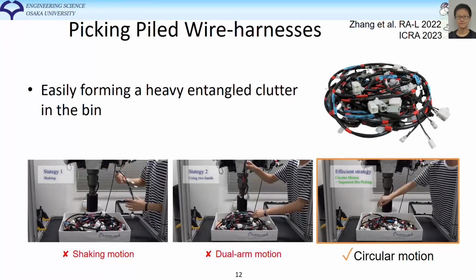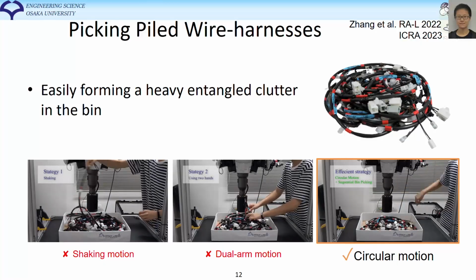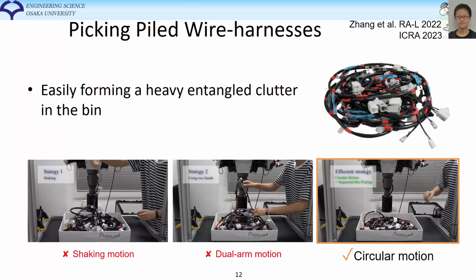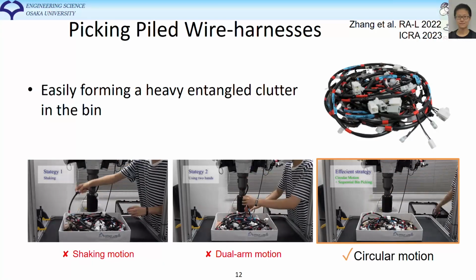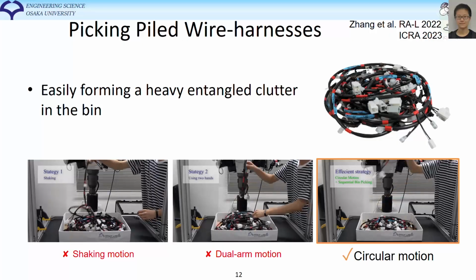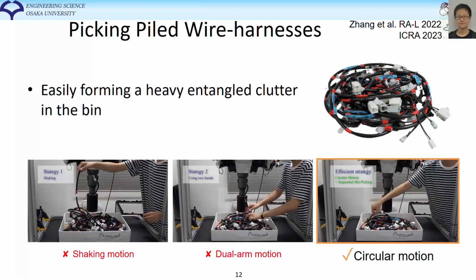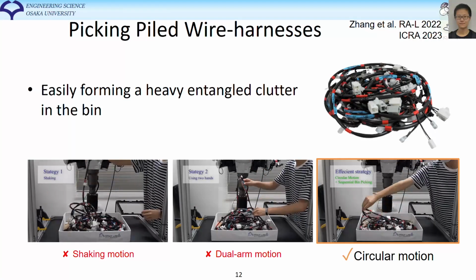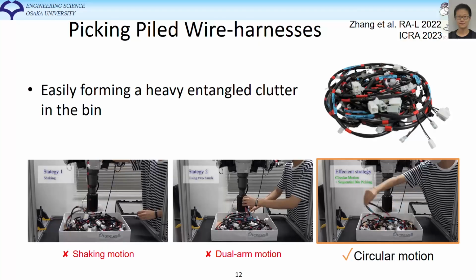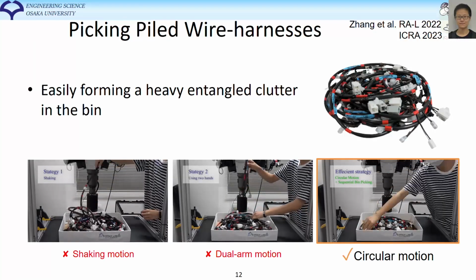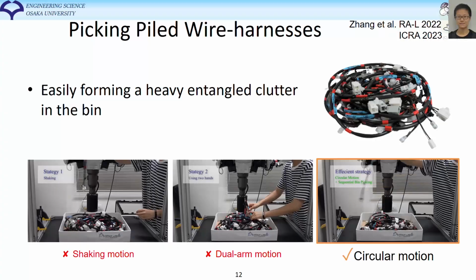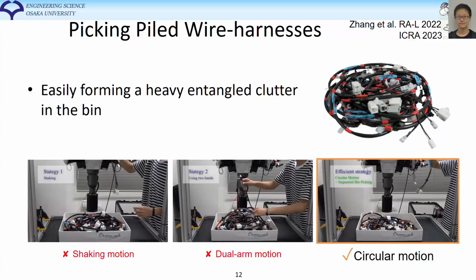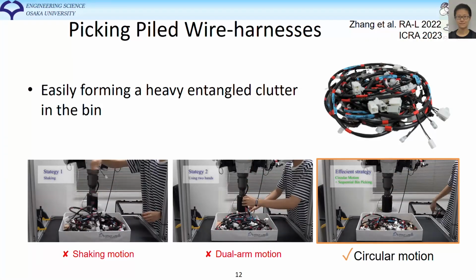As shown in the video, we asked some students to try to extract one wire harness from the bin. Some students tried to shake the wire harness to solve the entanglement, and another student tried to use dual arm to solve the entanglement. And one of the students tried to use the circular motion to solve the entanglement. Then we focus on the circular motion performed by the robot to solve the entanglement.